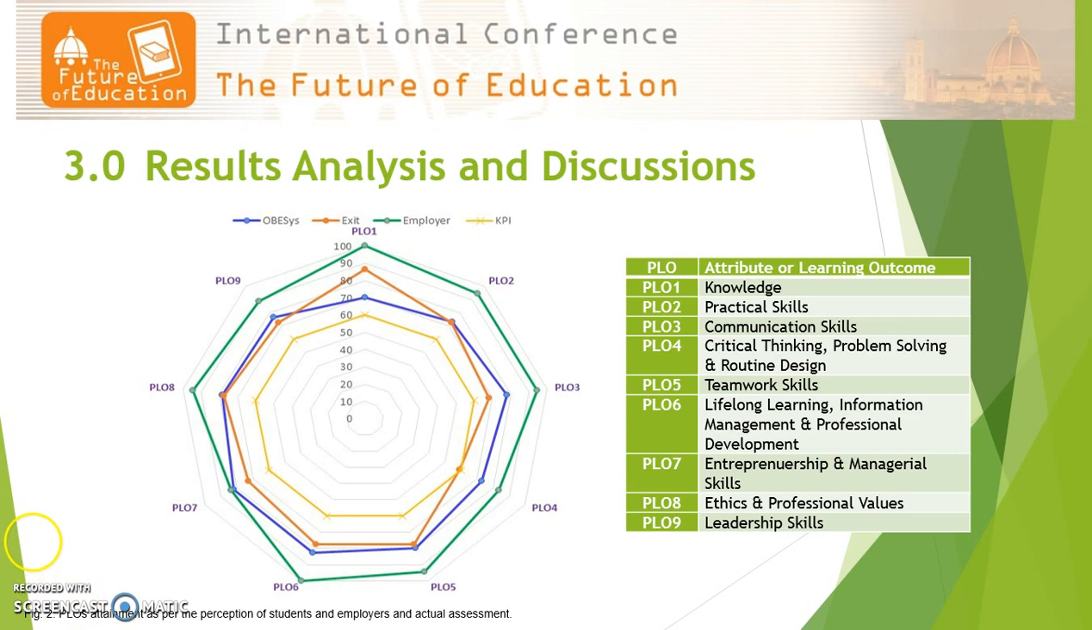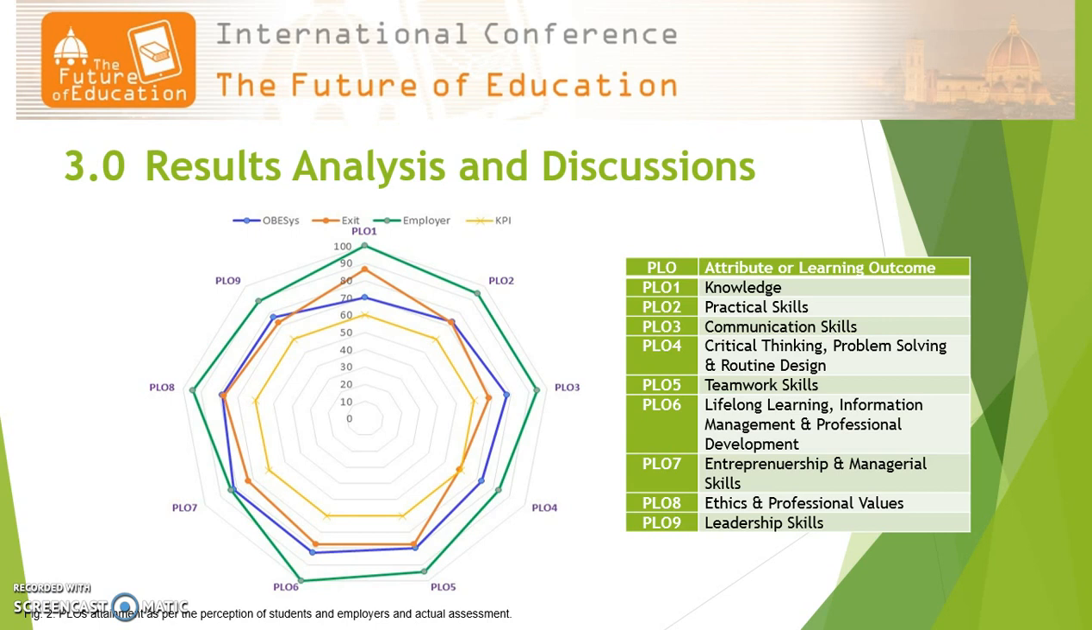Here are the results. The data is plotted based on percentage of attainment of each of the PLO. The green represents the employer's perception. The red represents the graduate's perception. The blue represents the marks after 4 years of studies. And the yellow represents the key performance index, which is set at 60%.